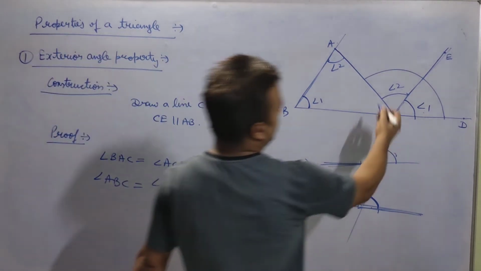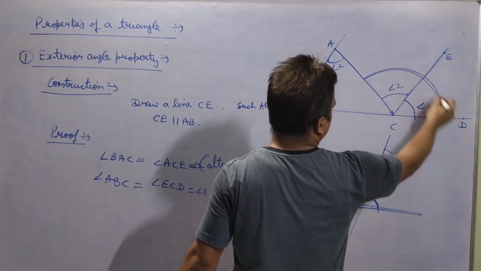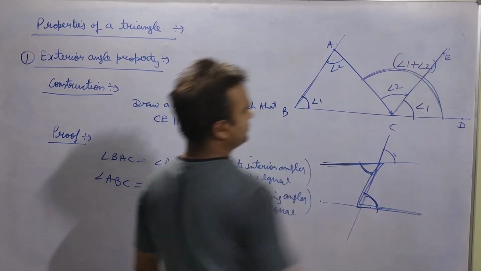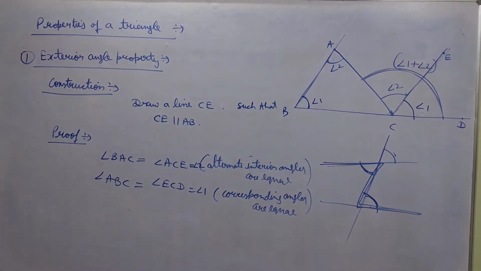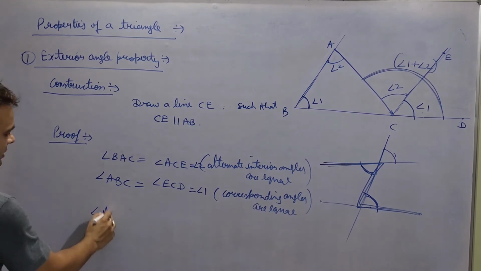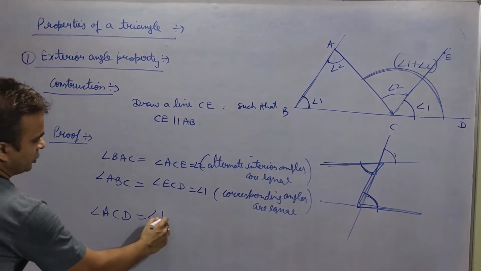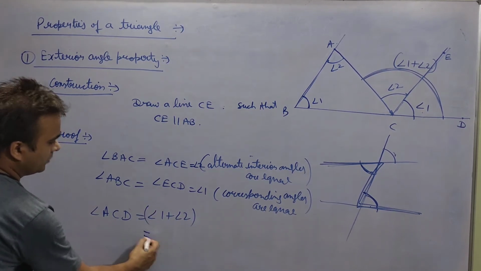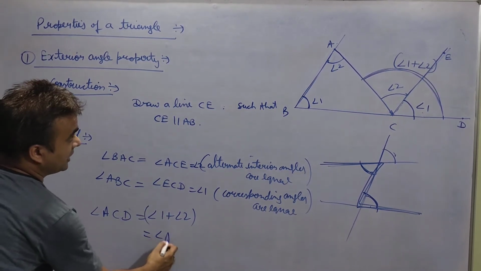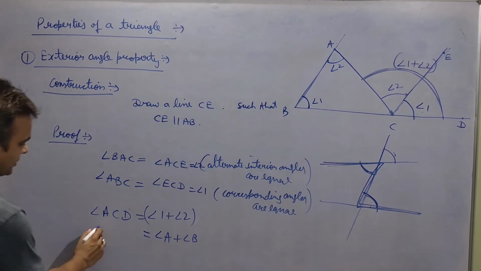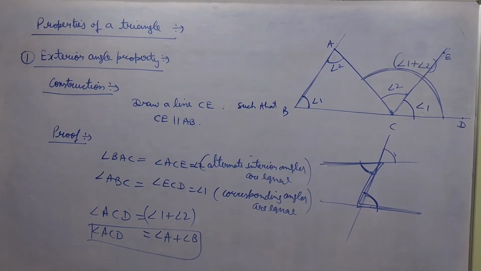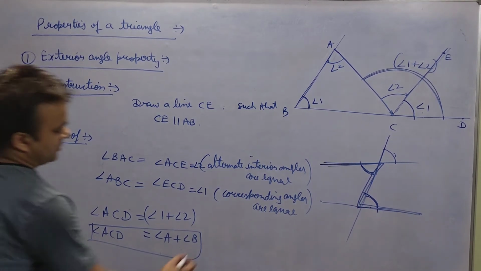Because if you see this complete angle, this complete angle will be angle 1 plus angle 2. So now I will write here angle ACD is equal to angle 1 plus angle 2. Angle 1 and angle 2, if you see, are angle A plus angle B. So now we have found a result here, which is the property for exterior angle.